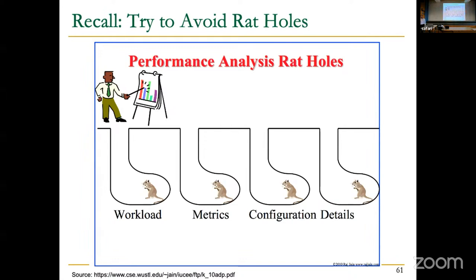So when you are doing your reviews for the homeworks, you're going to do a lot of them, try to avoid all of those rat holes. If, for example, I'm proposing a machine learning system for convolutional neural networks, and we are in 2023, and I only evaluate AlexNet, which was proposed 10 years ago, then that complaint about the workload might be valid, right?